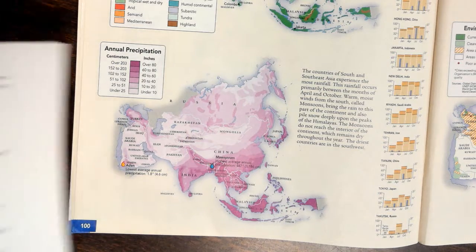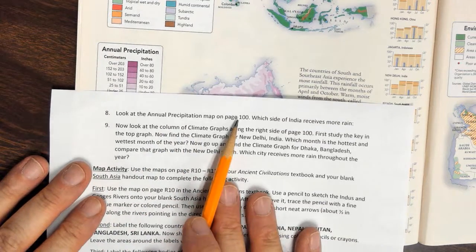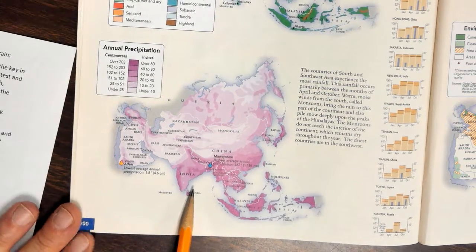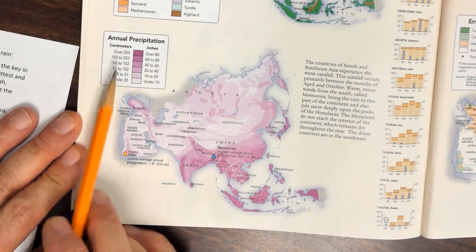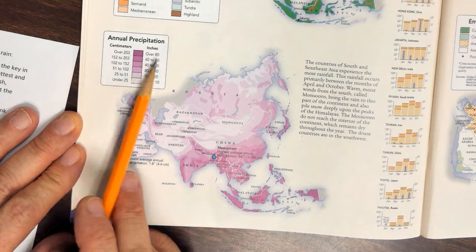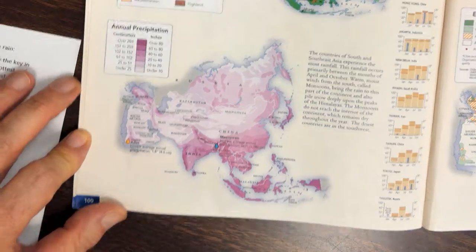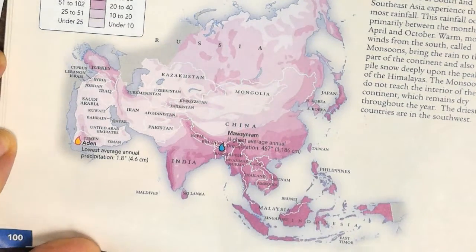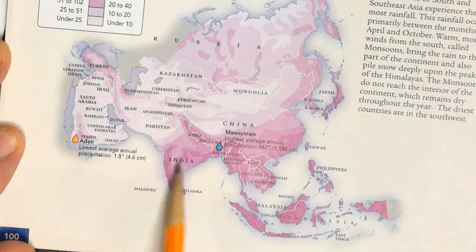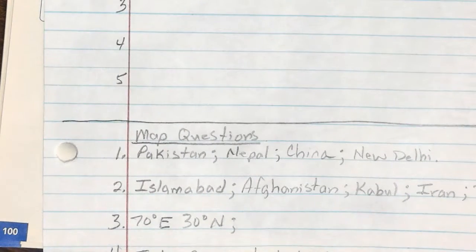Okay, now let's go back to number 8. Look at the annual precipitation map on page 100. Which side of India receives more rain? Here's the annual precipitation map. You can see that the dark purple means they get over 230 centimeters or 80 inches of rain a year. So which side of India, the eastern or western side, gets more rain? There's no compass rose over here, but east is to the right and west is to the left. So that's pretty simple. We're going to go to number 8, and the answer is the western side.